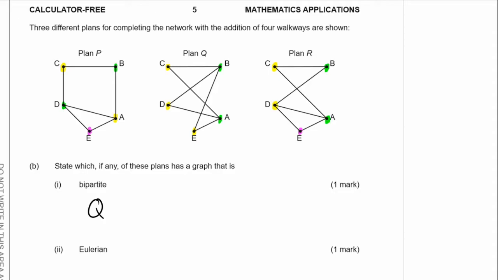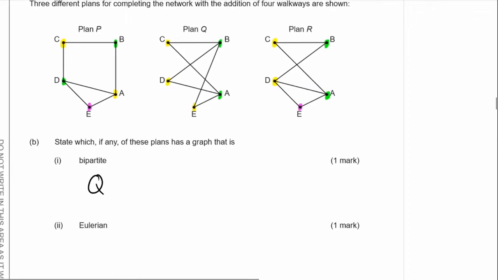Now notice that if you can see a triangle, so if you can see a triangle forming, that means that it will not be bipartite because you'll need at least 3 colors. So shortcut, look for the triangle. If there's a triangle, it's not going to be bipartite.